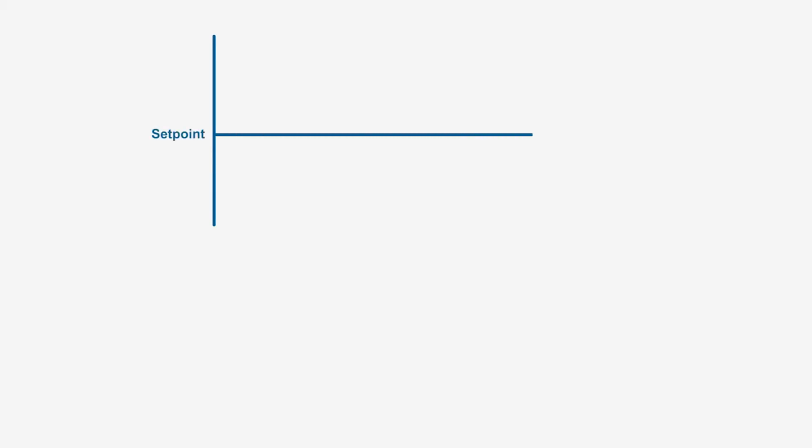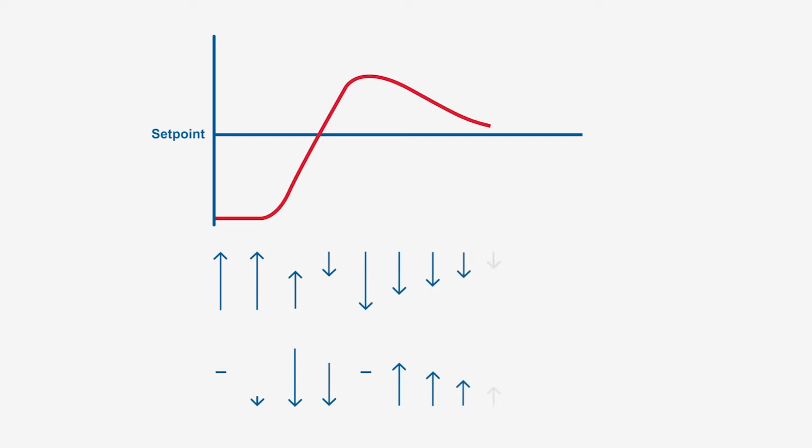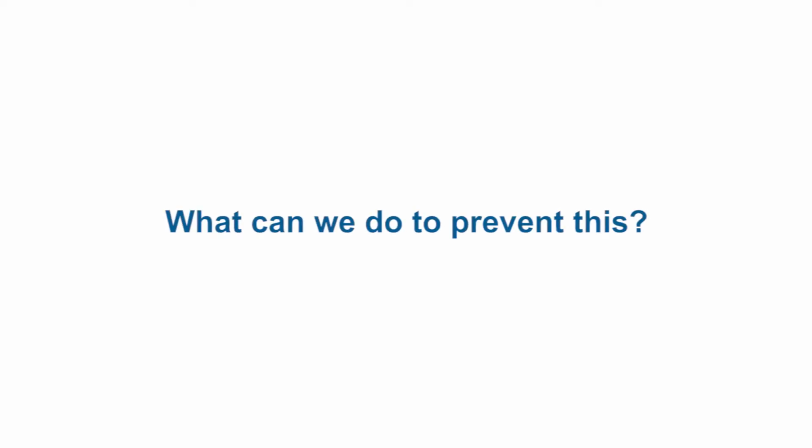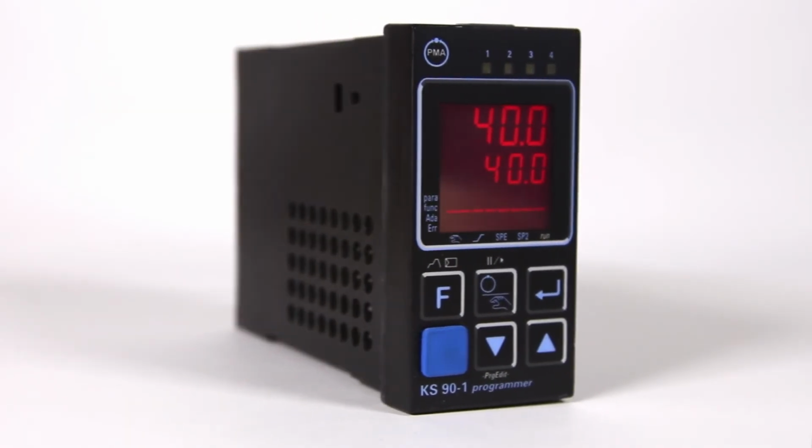This is where we need derivative action. Derivative works on the rate of change in the process, either reducing or increasing the power if the process is rising or falling rapidly. Derivative action is not affected by where the process is or by the control deviation error. It is only affected by the movement of the process and its rate of change over time. Derivative action can be combined with proportional control to create a PD controller, or it can be combined with integral as well to create a PID controller.